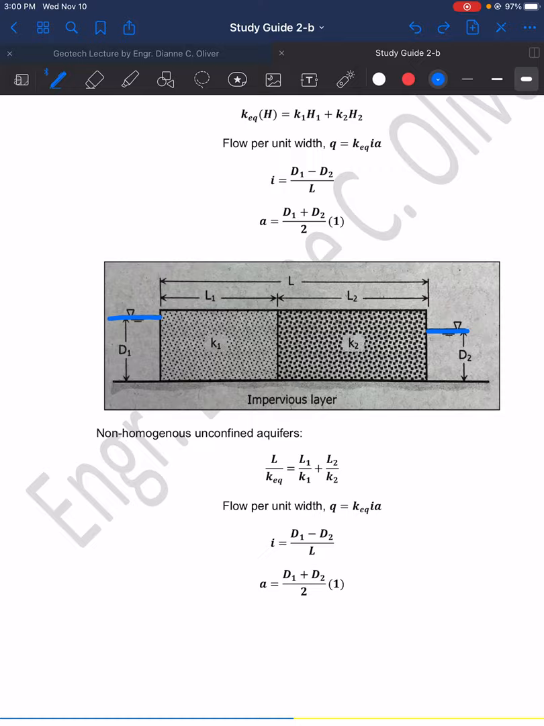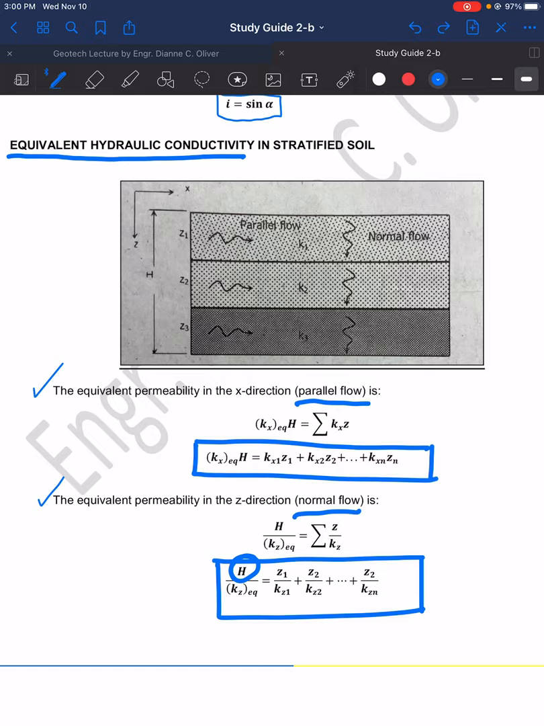So if we go back to this one here, the normal flow, H here, it's because we have Z1 plus Z2 plus Z3. So the total of that is H.